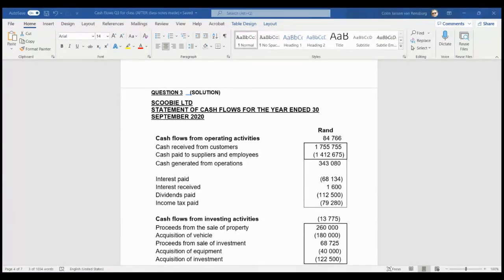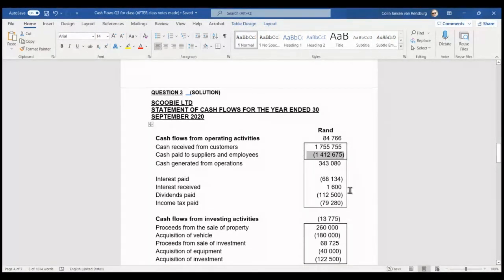So now that we've calculated the cash receipts received from customers, we can go and calculate the cash paid to suppliers and employees. So simply what we do, we take that 1,755,755, our cash receipts from customers, we deduct the amount that we've previously calculated for cash generated from operations, and that will then give us our balancing figure there.